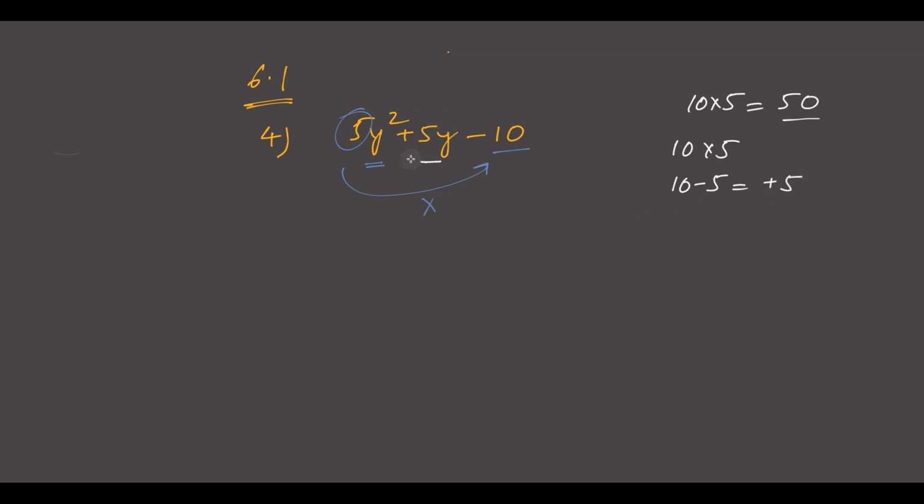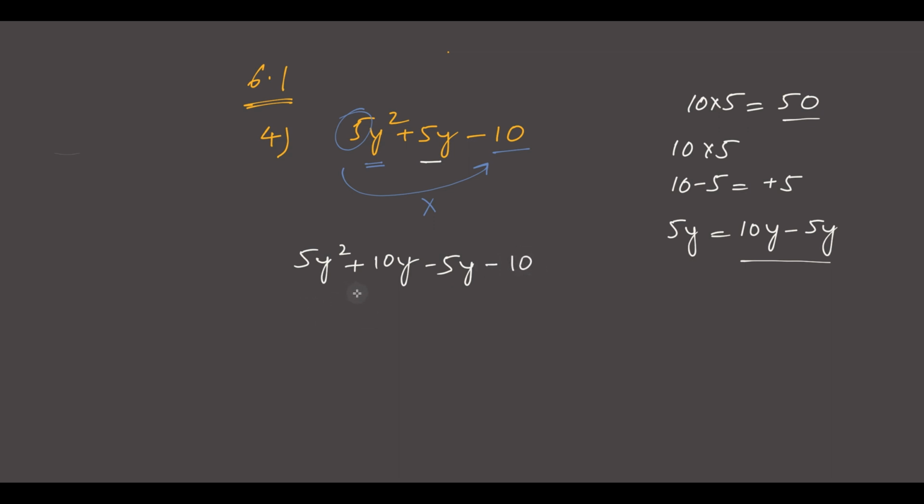Now how can we replace this? 5y is 10y minus 5y. This is how you can get the middle number. Now go back to the question. 5y square. Now I'm going to replace this 5y. How? With this one. Plus 10y minus 5y. And the remaining is minus 10.